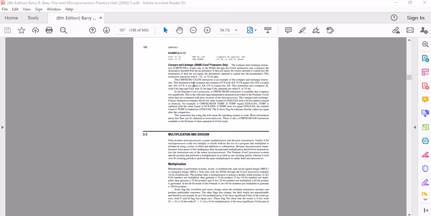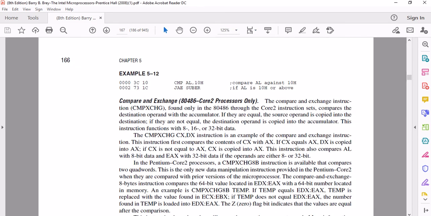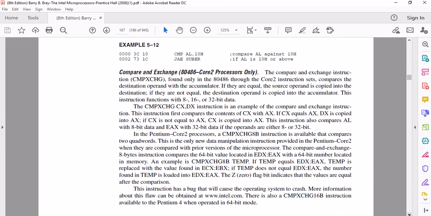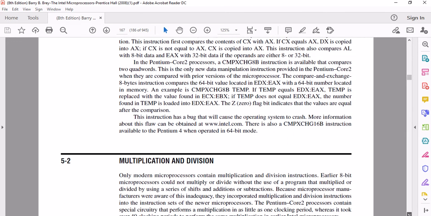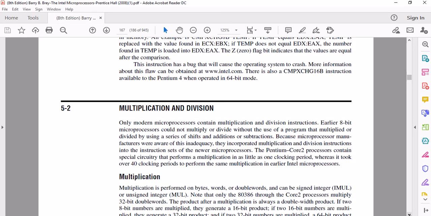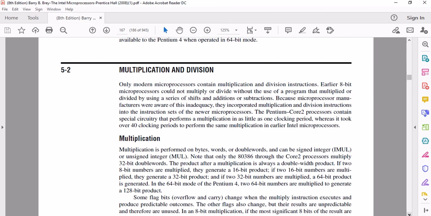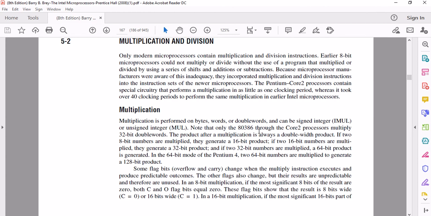Today the topic is about multiplication and division. For multiplication, normally we use two shortcodes, IMUL and MUL. IMUL is used for signed multiplication and MUL is used for unsigned multiplication. Signed means a number with plus or minus sign.